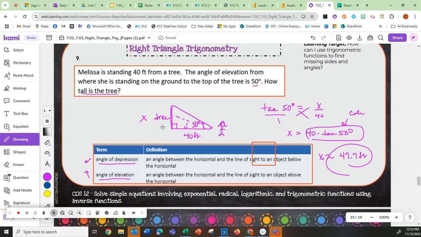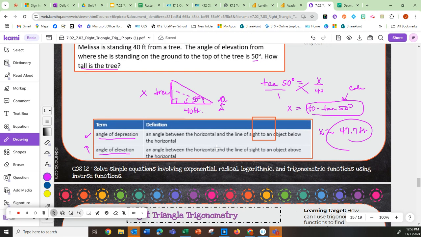So I really suggest drawing a right triangle. If you can just see it in your mind, then bless your heart, you're so much smarter than me. I have to draw the picture. That's just the way it works for me.